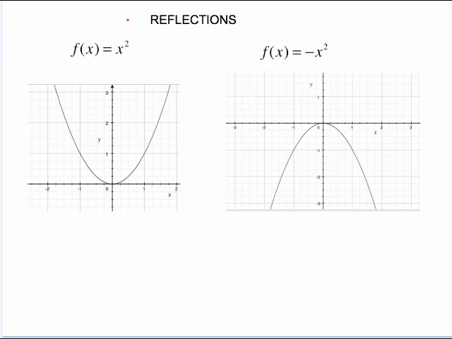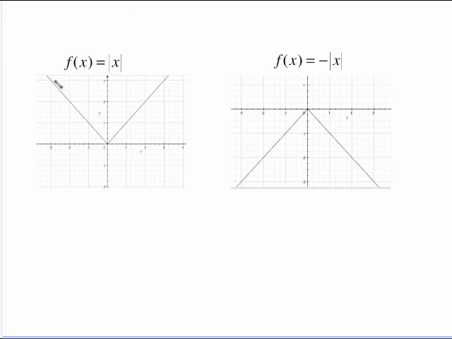Let's take a look at another one, see if it works the same way with absolute value. If you typed in y equals absolute value of x, you get this V. Y equals negative absolute value of x, you get this upside down V. So this negative right here is making the graph flip upside down.